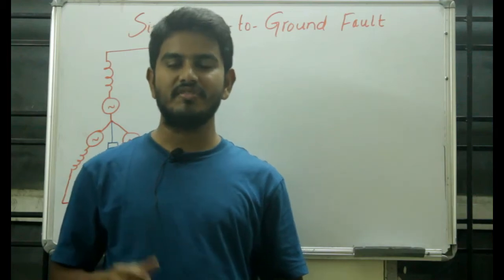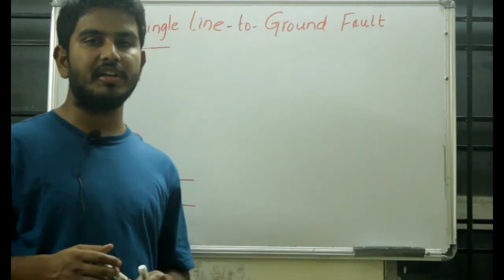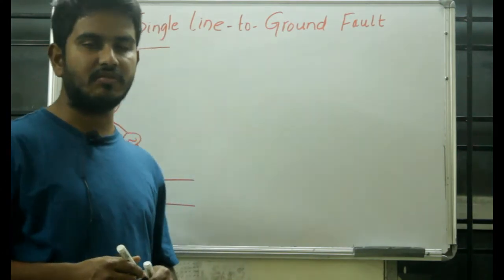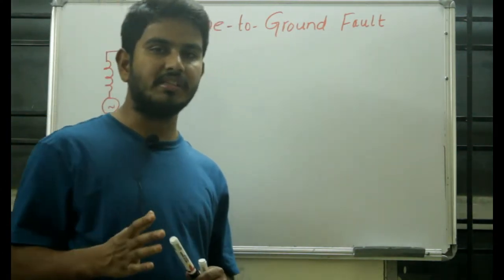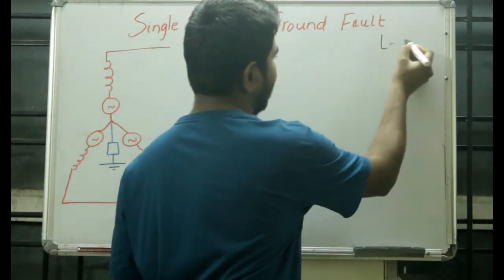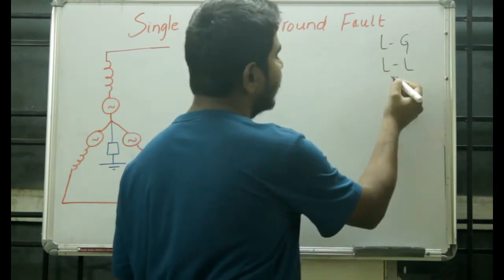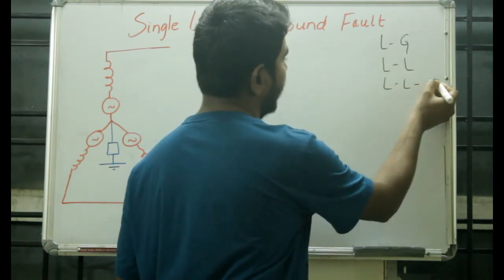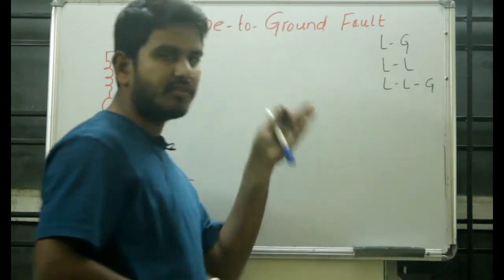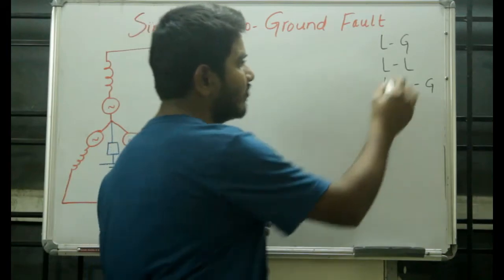So hello friends, in this video we shall discuss single line to ground fault. In our unsymmetrical three-phase fault conditions, we have seen that faults can take place in three ways: line to ground fault, line to line fault, and double line to ground fault. In this video we are limiting our discussion to single line to ground fault.